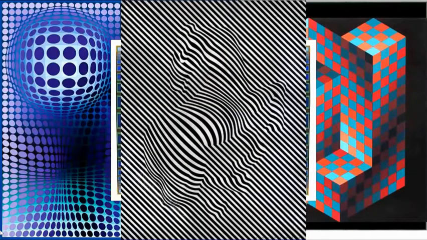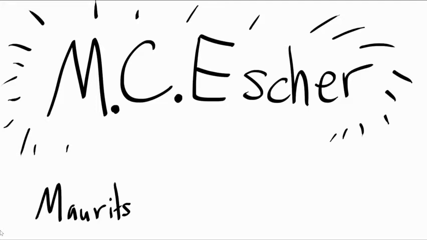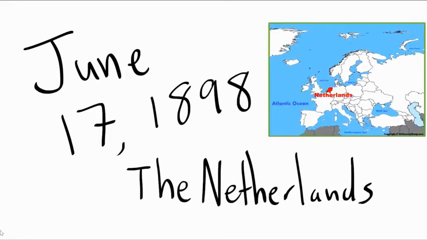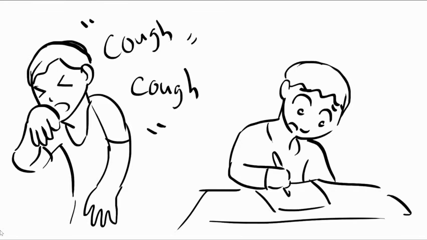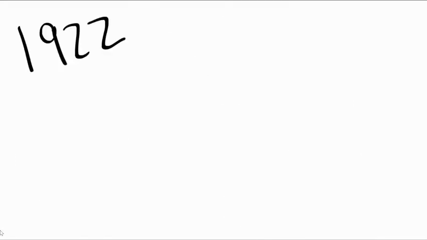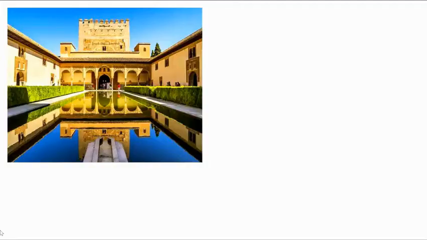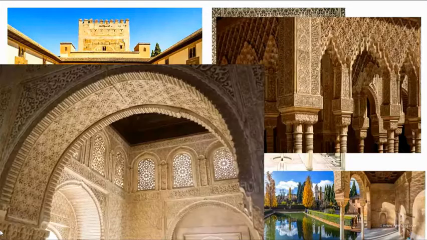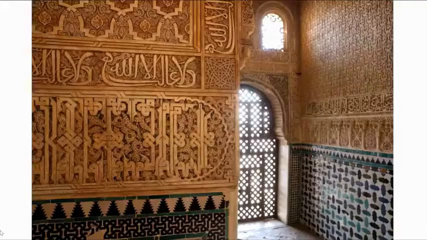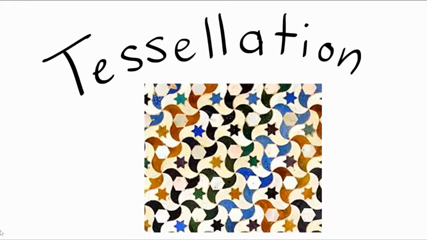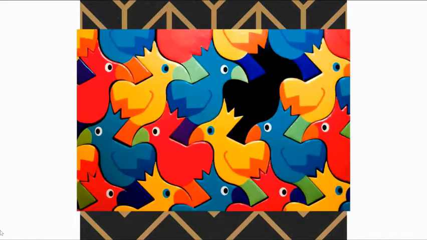My favorite op artist is M.C. Escher. He was born Maurits Cornelius Escher on June 17, 1898, in the Netherlands. He was a sickly child who had trouble in school but was very good at art. In 1922, Escher went traveling and in Spain was inspired by the Moorish architecture at the palace called Alhambra. The decorations in this architecture are very geometric, and it has tessellations. The tessellation is an interlocking pattern that repeats with no gaps.